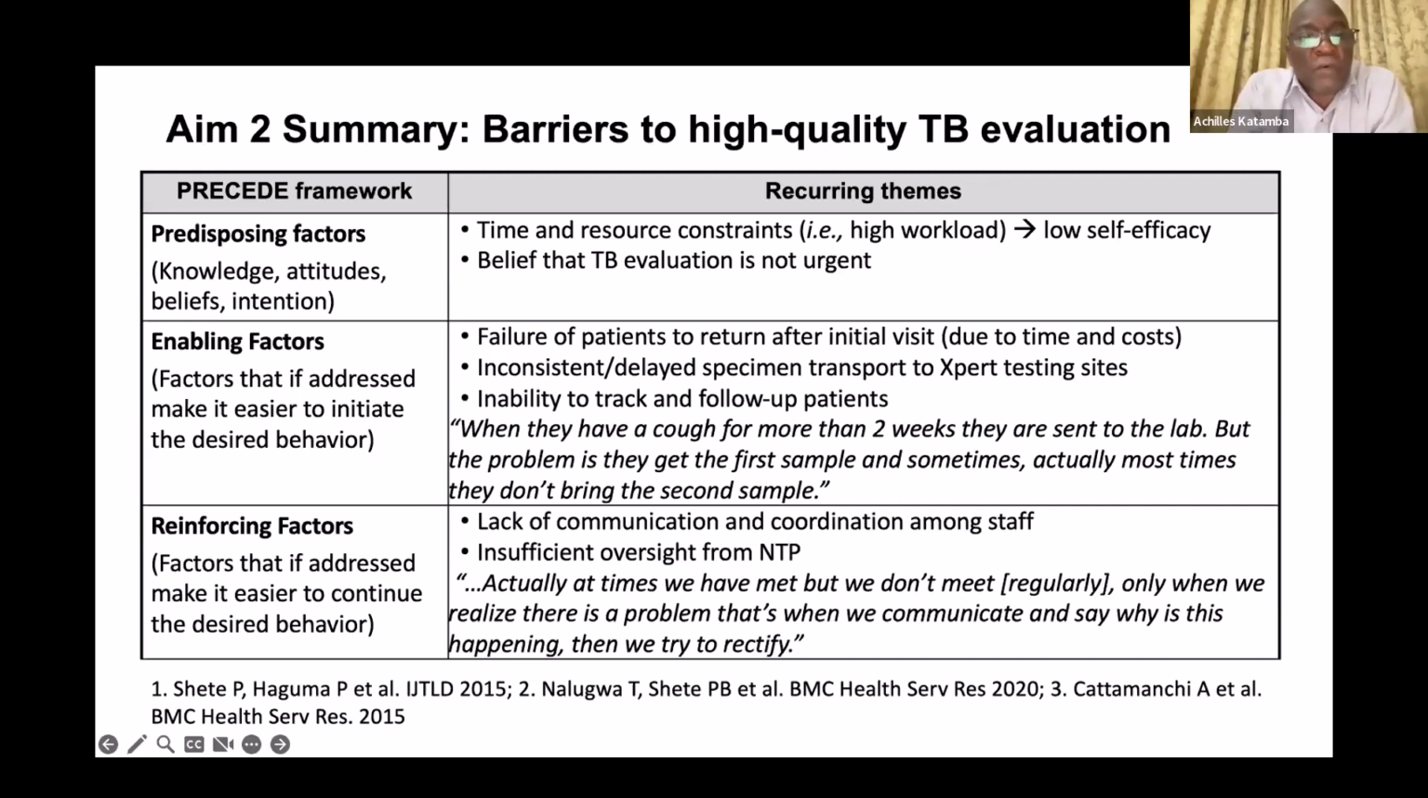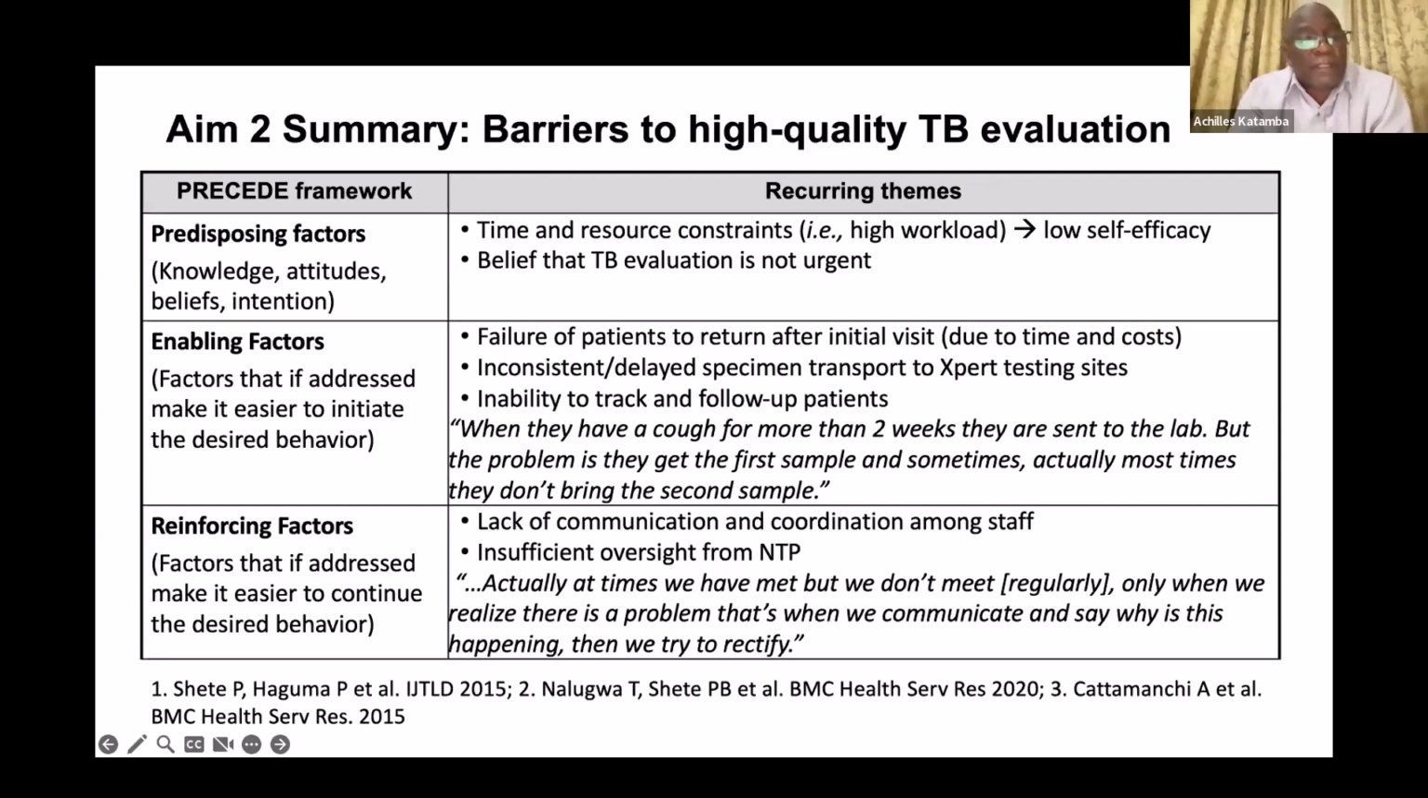Actually, one quote from one of the providers: when they have a cough for more than 2 weeks, they are sent to the lab. But the problem is that they get the first sample, and sometimes, actually most times, they don't bring the second sample. That's a quote from one of the providers.